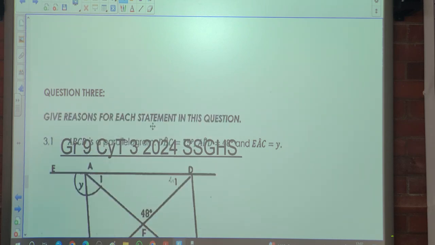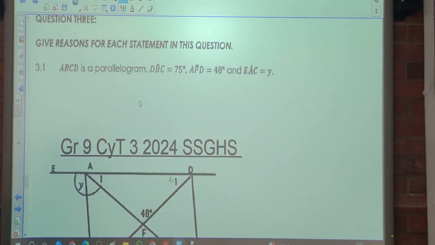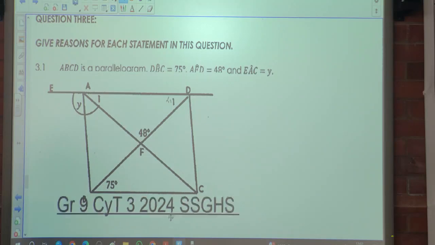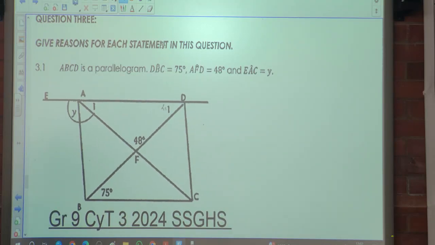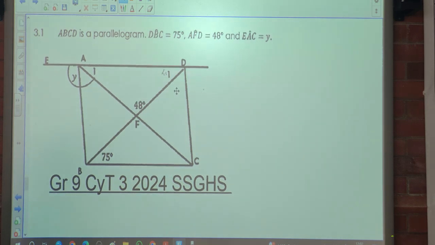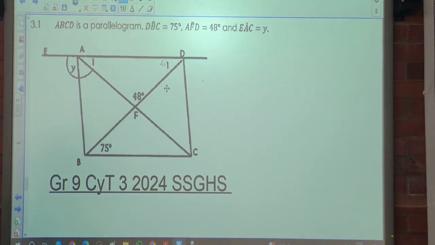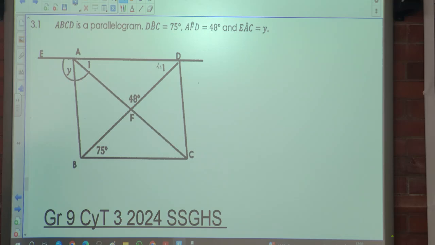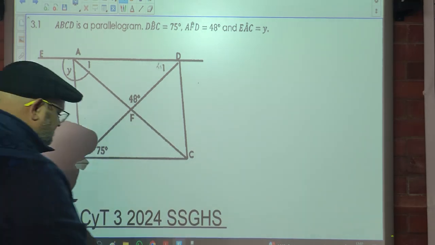Question 3. Yes, our favorite. The whole paper we're looking forward to this. Give a reason for each statement in this question. People, we are told that ABCD is a parallelogram. If this is a parallelogram, what comes to mind? 4 properties. What are the 4 properties?